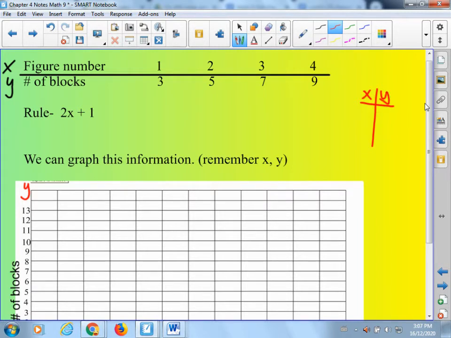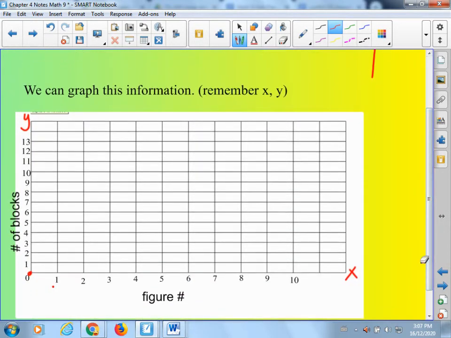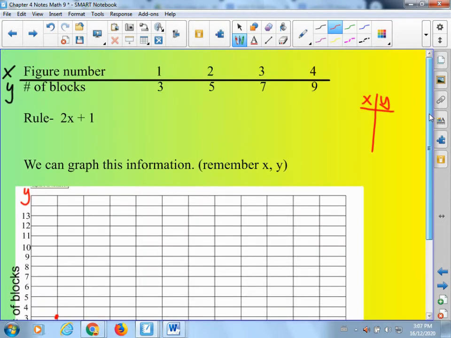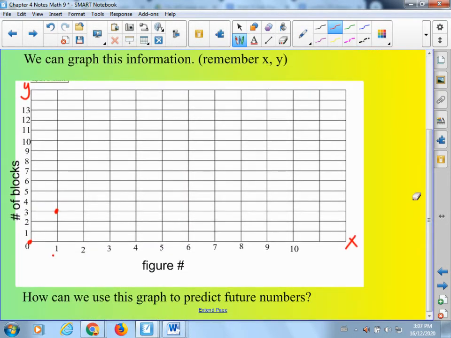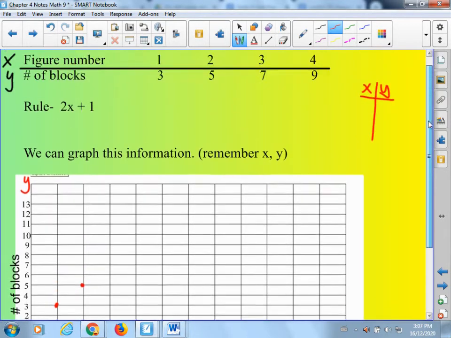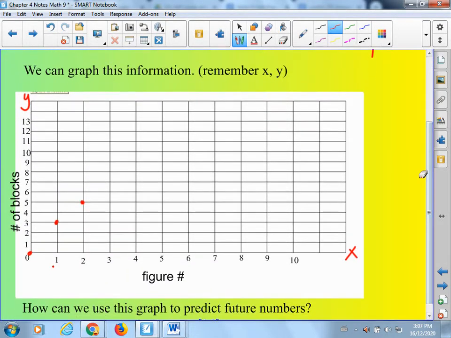Okay, so it's important that you make that distinction when you're going to be plotting it onto your graph. So if I have a figure number 1, and in that there is 3 blocks, I am going to find the 1 on the x and 3 on the y and put a point. Okay, for the second one, the figure number 2, the number of blocks was 5. So I'm going to go to 2 and 5. 3 and 7. And the last one was 4 and 9.